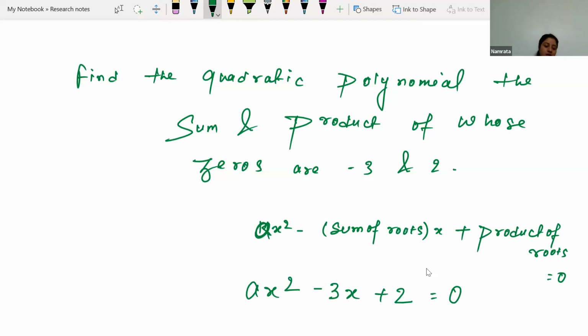A, k, whatever you are writing. Is it so? Yes, ma'am. Okay, this is -3, so it will be +3. It was already negative, so it will be plus. Yeah, that's correct.